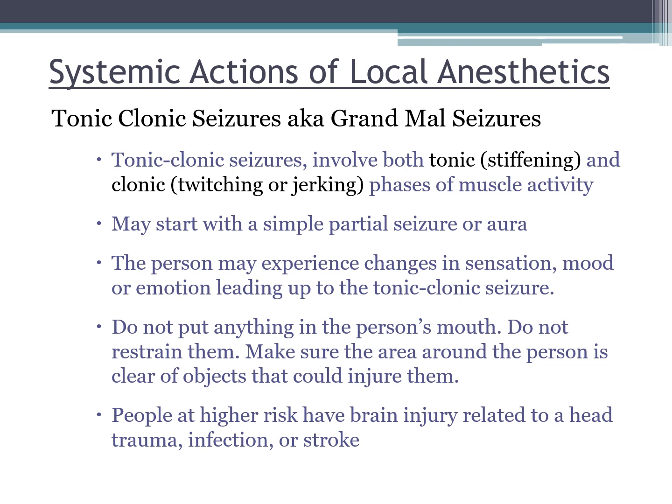The more severe central nervous system systemic actions would be the clonic seizures or the grand mal seizure, which involves both tonic, like the stiffening, and the clonic, with the twitching or jerking phase of the muscle activity. It may start with a simple partial seizure or aura, and the person may experience changes in sensation, mood, or emotions leading up to the seizure.